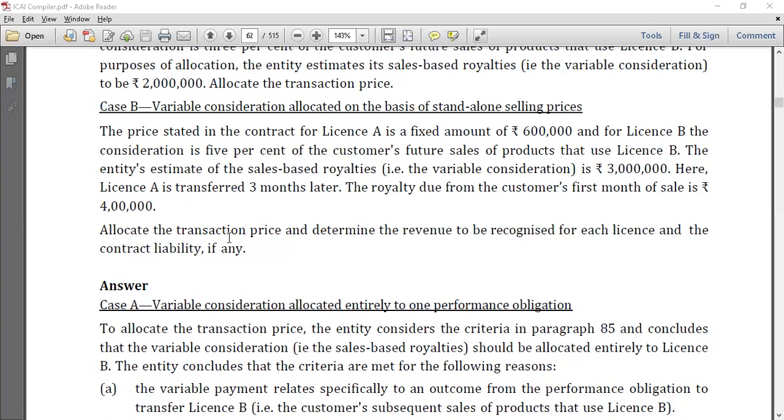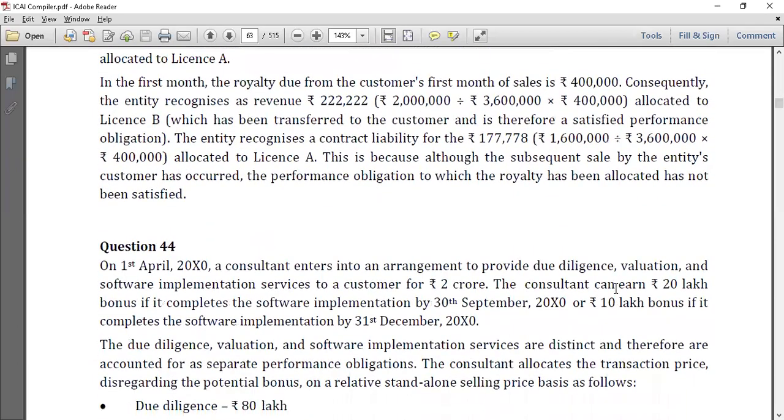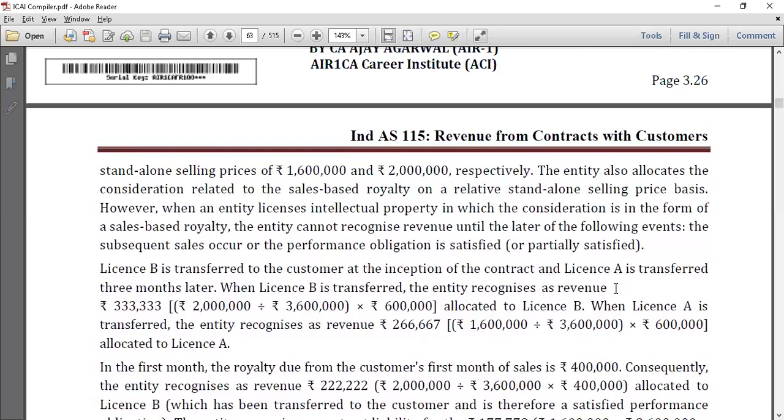But here, the prices fixed, 6 lakhs plus 30 lakhs, are 36 lakhs only. But here, the allocation is not as per the standalone license price. So that's what you have to explain as per Ind AS 115 clearly. The answer goes like this.